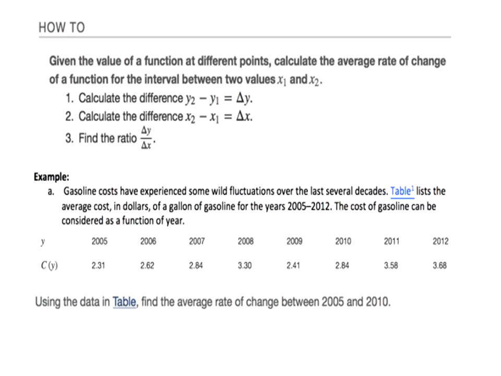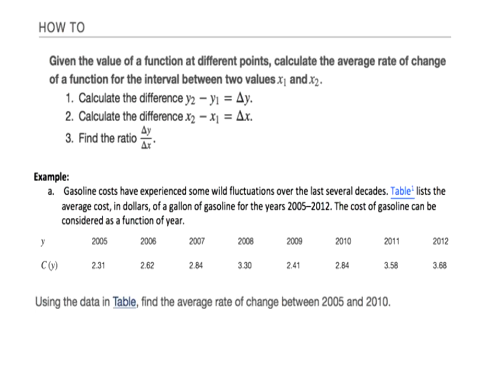Gasoline costs have experienced some wild fluctuations over the last several decades. The table below lists the average cost in dollars of a gallon of gasoline for the years 2005 through 2012. The cost of gasoline can be considered as a function of the year. So, we are asked to find the average rate of change between 2005 and 2010. So I'm just going to write, to begin with, the corresponding points for 2005 and 2010.